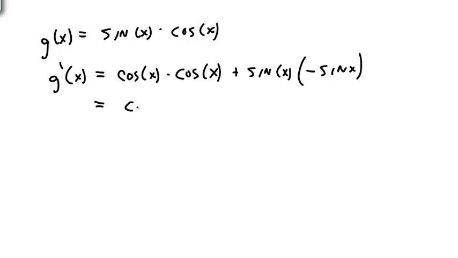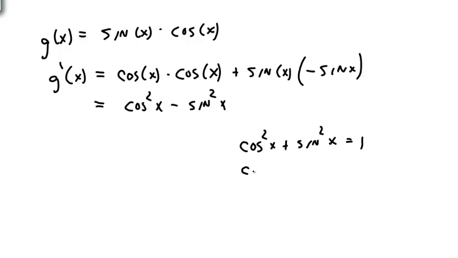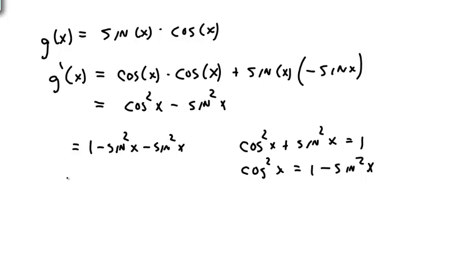So the whole thing turns out to be cosine squared of x minus sine squared of x, which is not 1. If it was cosine squared plus sine squared, it would be 1. But as it is, that's pretty much all we could do. I mean, yes, you could replace the cosine squared, because cosine squared of x plus sine squared of x is 1. That means that cosine squared of x is 1 minus sine squared of x. So if you wanted to, you could say this was 1 minus sine squared of x minus sine squared of x, which is 1 minus 2 sine squared of x.